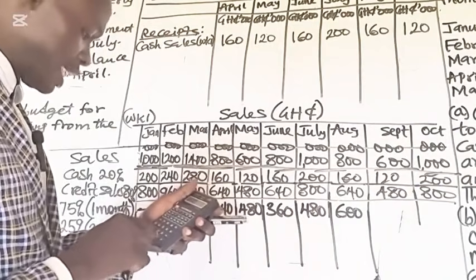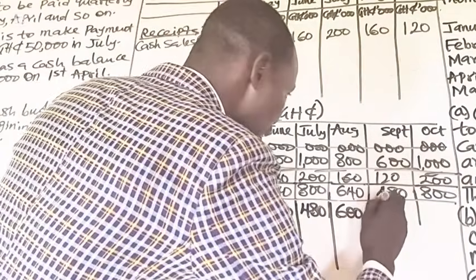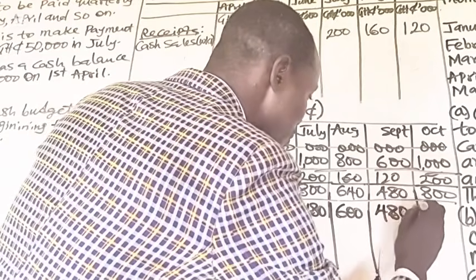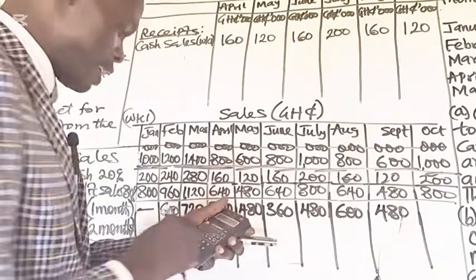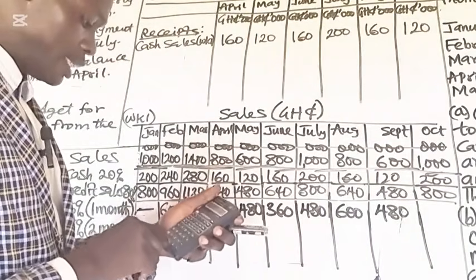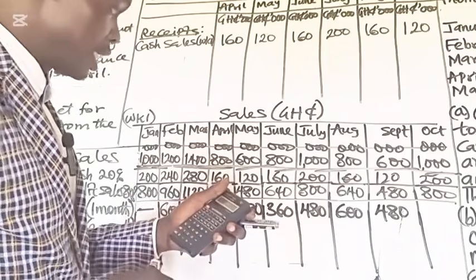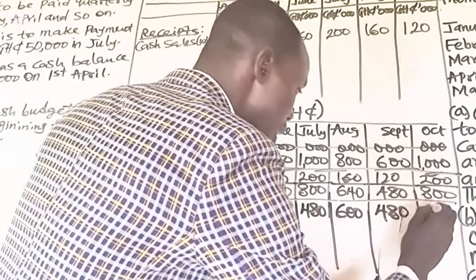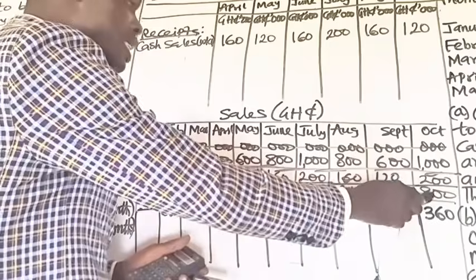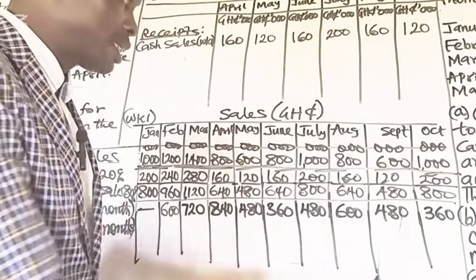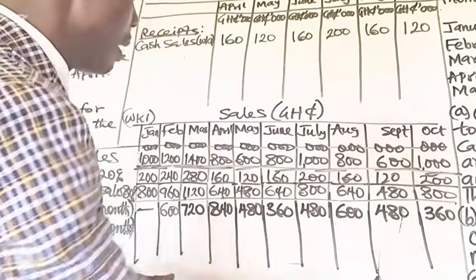75% of that 640 gives us 480, and that will be collected in September. And of September sales, the credit sales is 480. Then 75% of 480 gives us 360, and that will be collected in October. Then of October sales, the credit sales is 800. 75% of that will be collected in November.